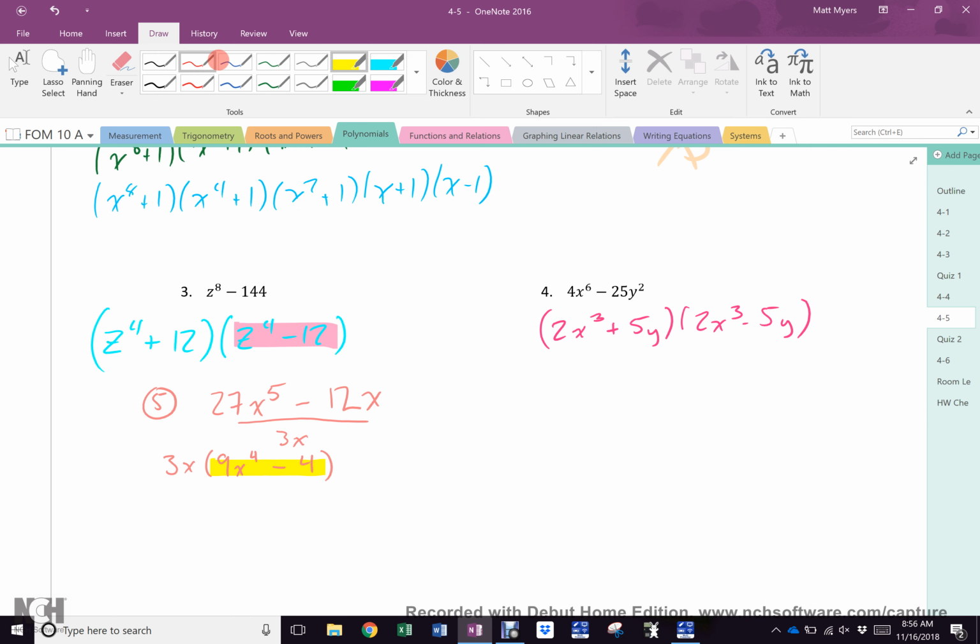What do I do? Does that have a square root? What is it? 3. Does x to the 4th have a square root? What is it? X squared. Plus, does 4 have a square root? What is it? 2. And then I just write it again. Everybody good with that one? Easy peasy, right?